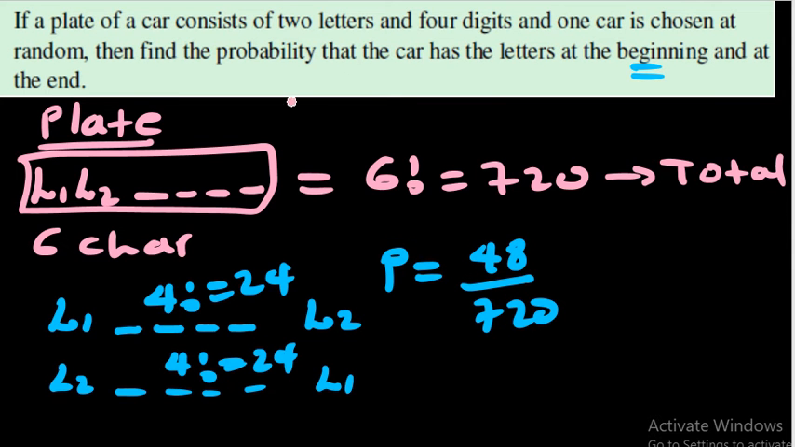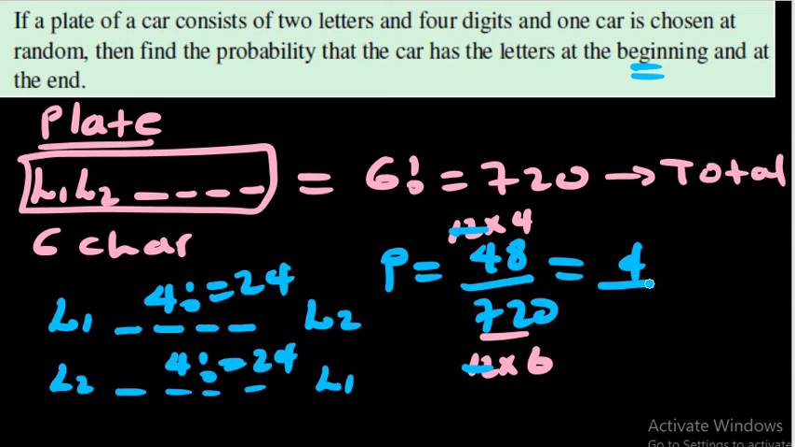We can simplify. 48 is 12 times 4 and 72 is 12 times 6. Therefore, we can cancel 12 from both, and in the numerator 4 is left, in the denominator 6, and there is a 0 here, so 60. Still we can simplify by 4 and 4. That's going to be 1 over 15. So the probability will be 1 over 15.